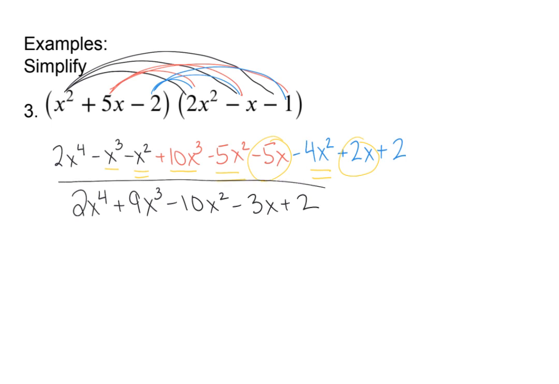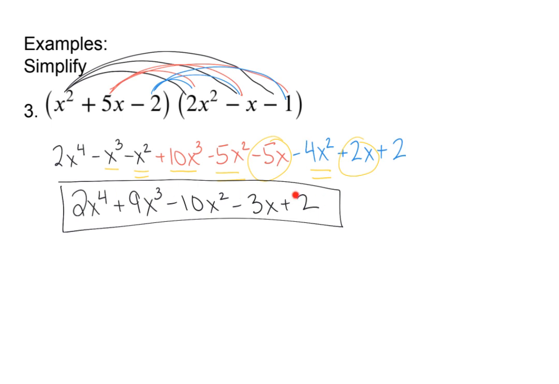That is the simplified version of that multiplication problem. We've put all the like terms together. See, this is x to the fourth, this is x to the third. We can't put those together. They're not like terms because they don't match. Same for all the rest of these guys.